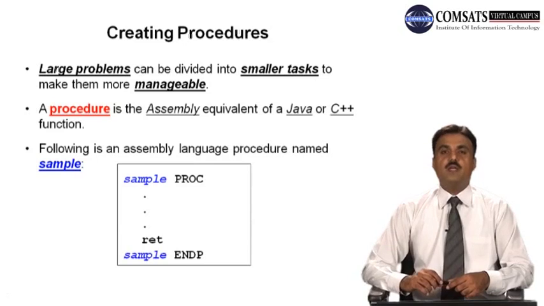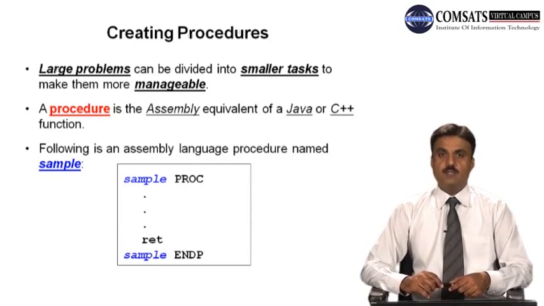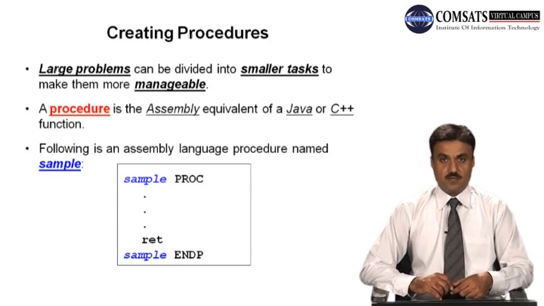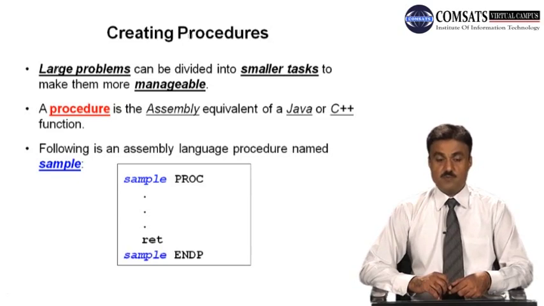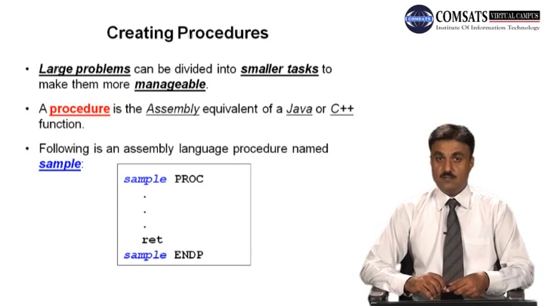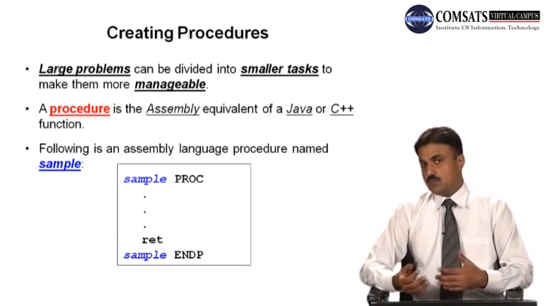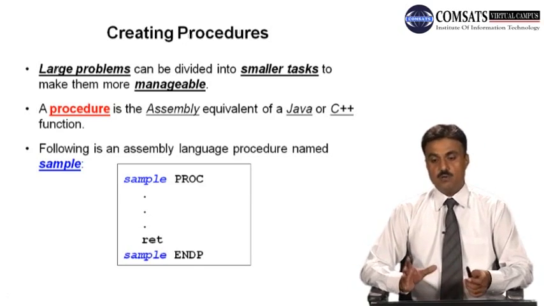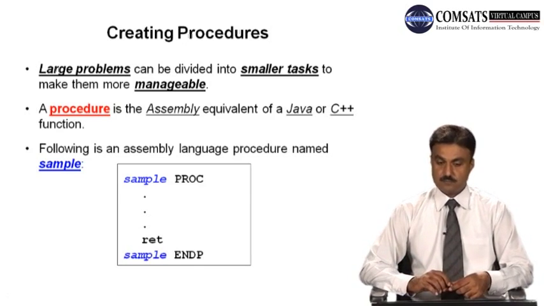Similarly, if we have a larger program, then we divide that program into smaller tasks. Our larger problem is divided into smaller tasks. Why? What is the reason? To make it more manageable. If a large program is there, it's really difficult to track all the logic in a single program. So we divide that program or problem into smaller tasks or procedures, and so on.